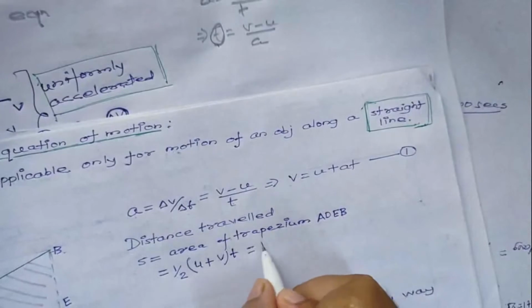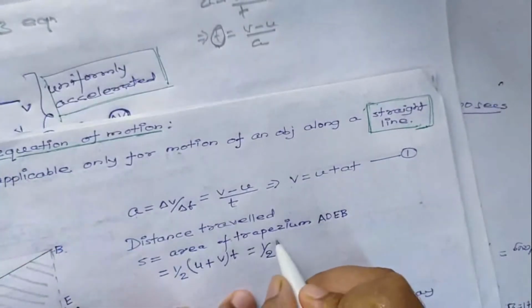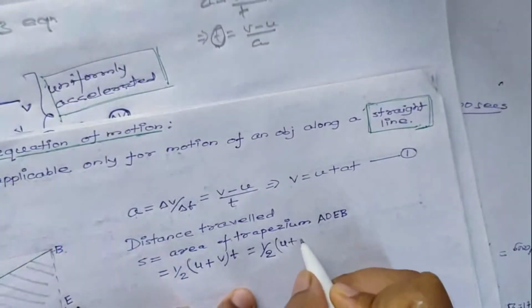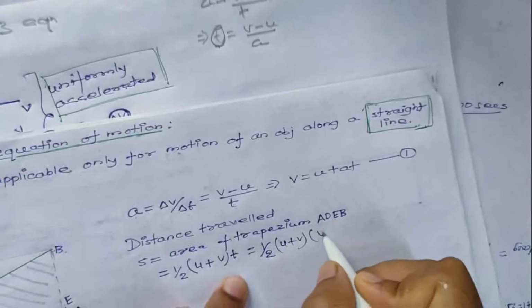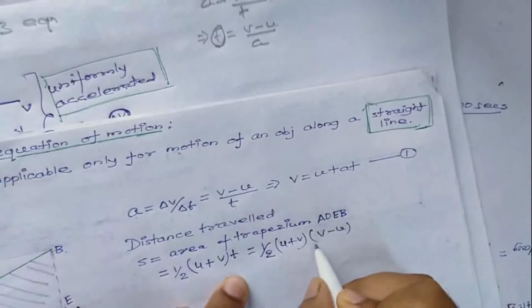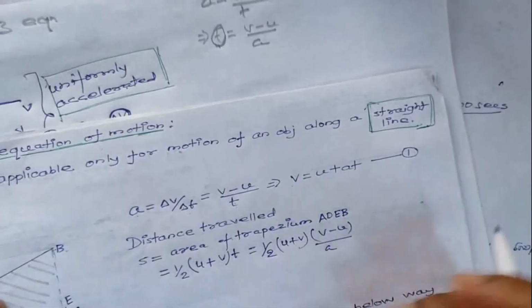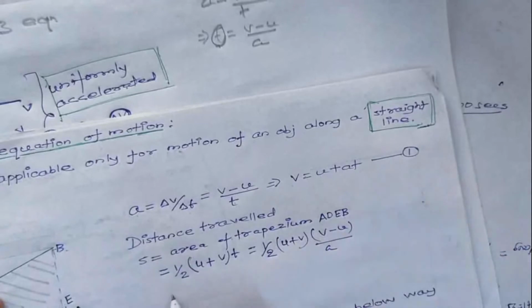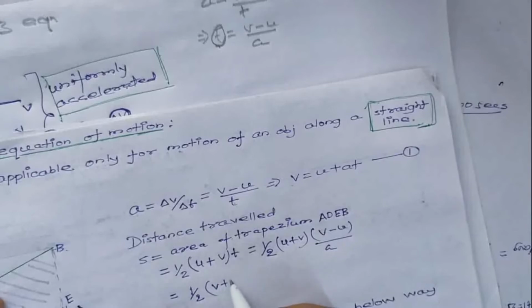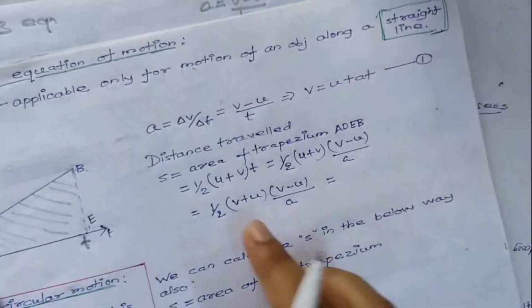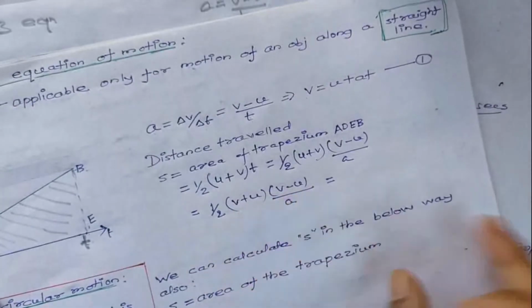It will come out to be half into u plus v into how much? V minus u by a. So on the other way we can write it, half of v plus u into v minus u by a. So what do you see? Do you notice anything? This is a plus b into a minus b.